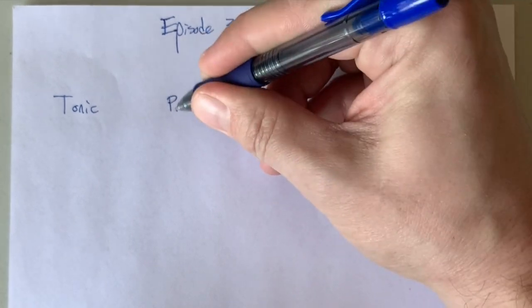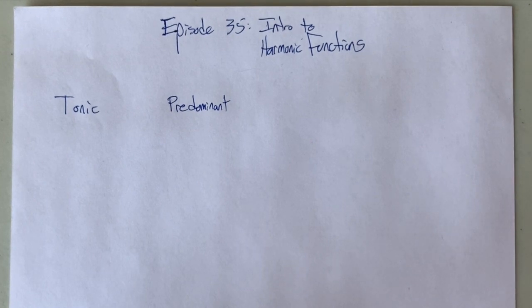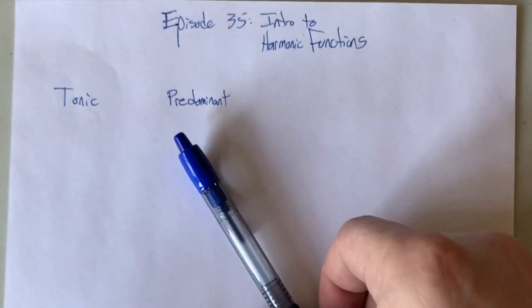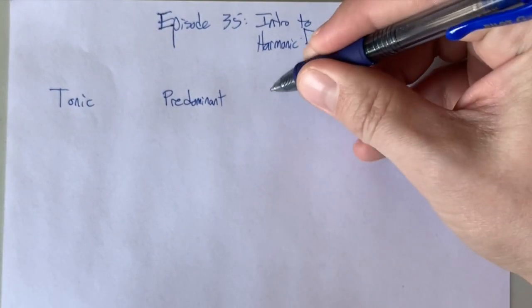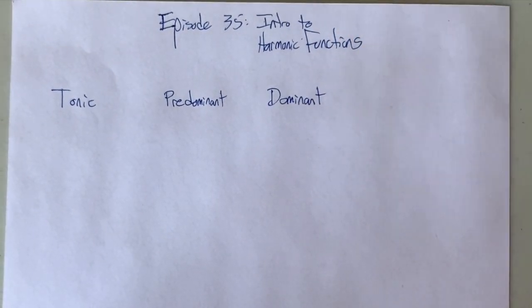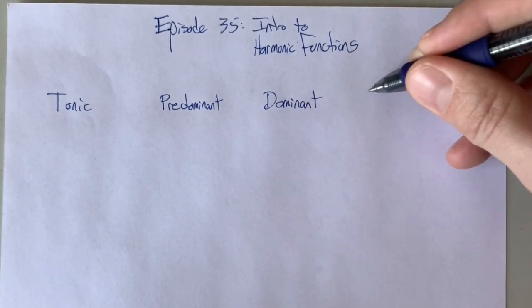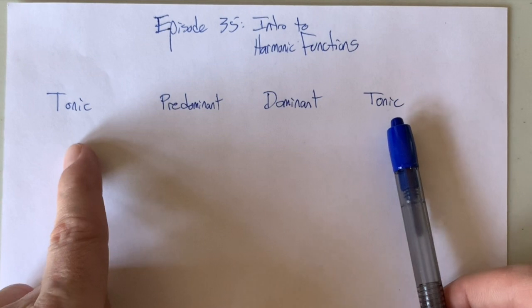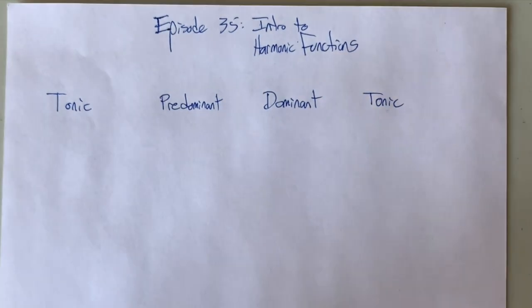Then, the next harmonic function is called the predominant function. And you might be able to guess, since it's predominant, guess what comes after the predominant function? That's right, the post-predominant. Most people just call it the dominant. In fact, no one has ever called it the post-predominant except me right now, and I'll never do it again. And then there's another tonic. Some people differentiate the initial tonic and the final tonic as separate functions. It doesn't really matter. They kind of feel the same.